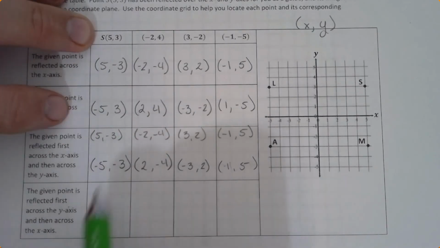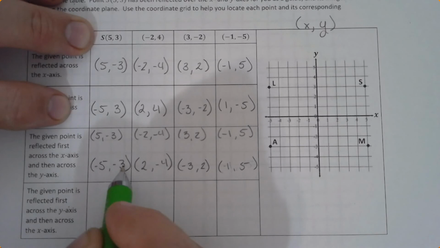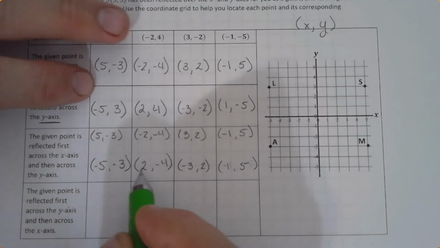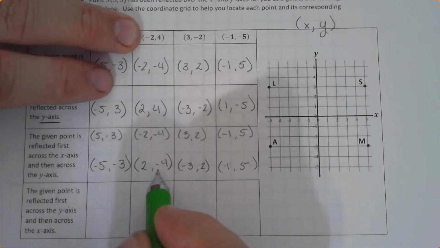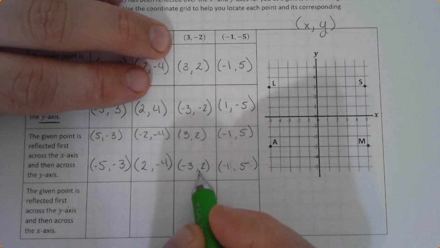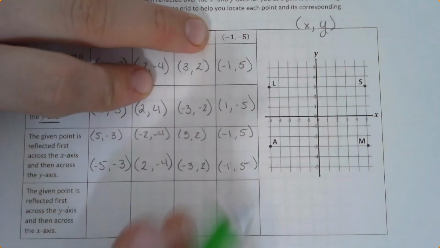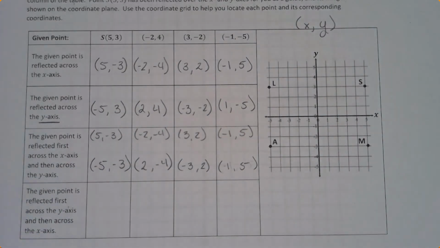Okay? So if you look, whenever you reflect across the x-axis and the y-axis, the values become opposites of each other. Both become opposites. We have a -5, -3 now versus a 5, 3. Now we have a 2, -4 instead of a -2, 4. Now we have a -3, 2 instead of 3, -2. And now we have a 1, 5 instead of a -1, -5. So when you reflect across both axes, the values of the two numbers will become opposites of the original ordered pair. It doesn't matter which order you go in.